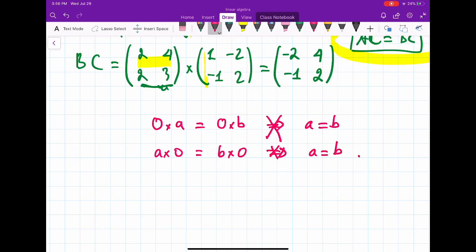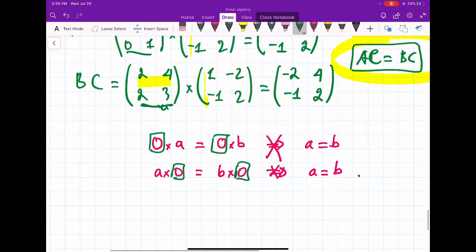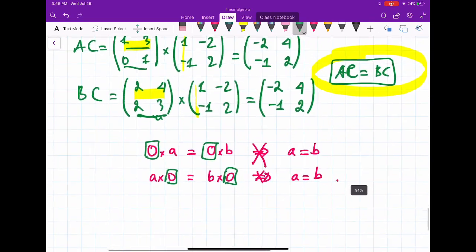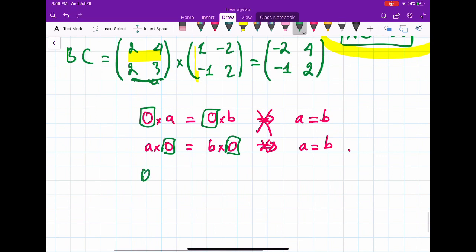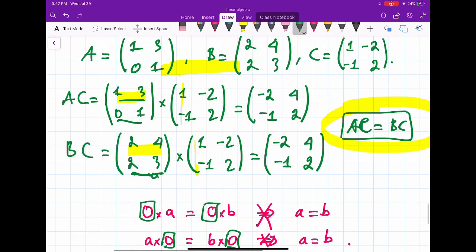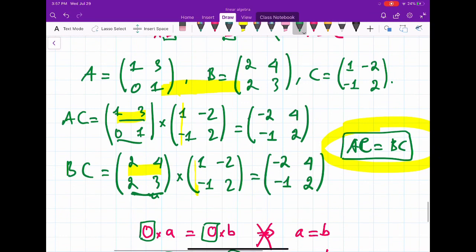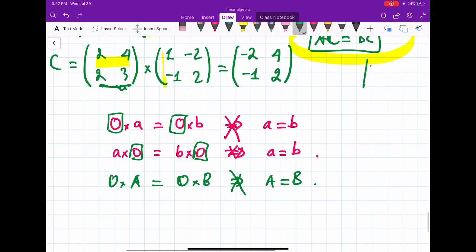So for scalar multiplication, you have 0 in here, right? 0 in here. And you might think, how about matrix multiplication? Of course, if you have 0 matrix times A equal to 0 matrix times B, from here you cannot cancel 0 and get A equal to B. So why? In this case, you see, C is not 0.